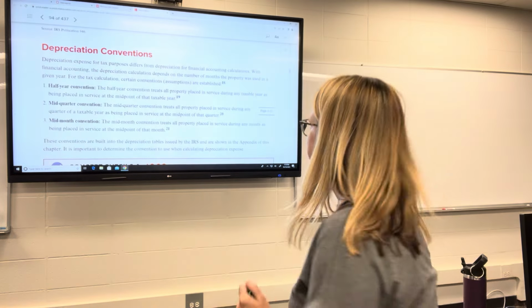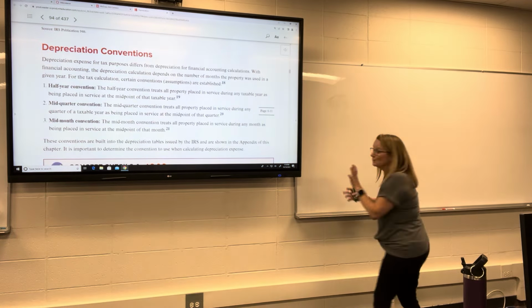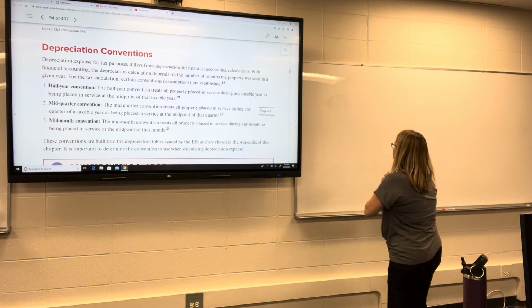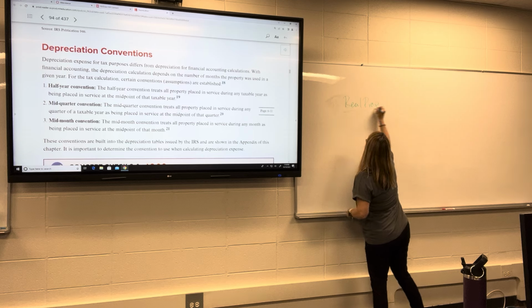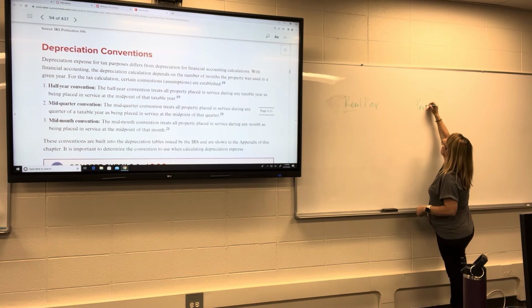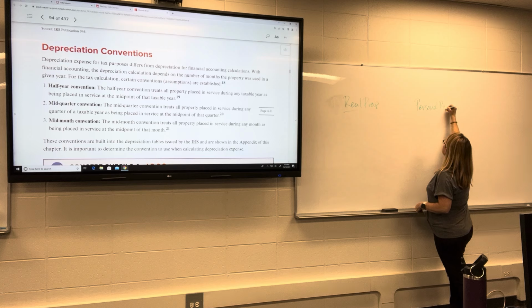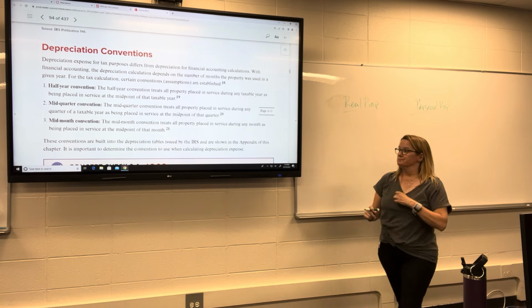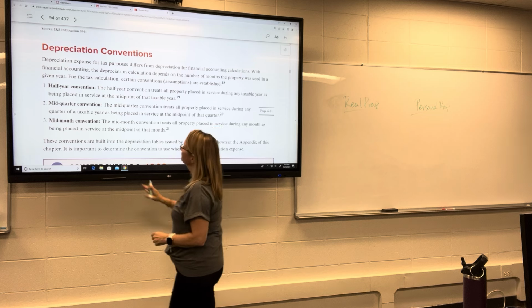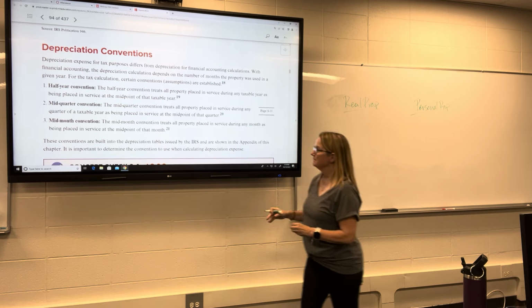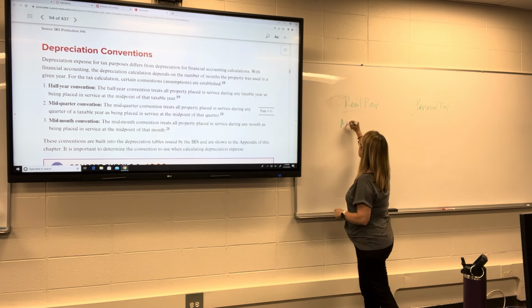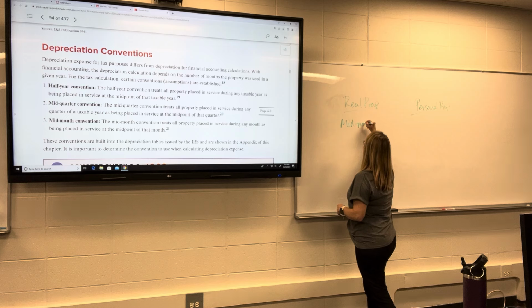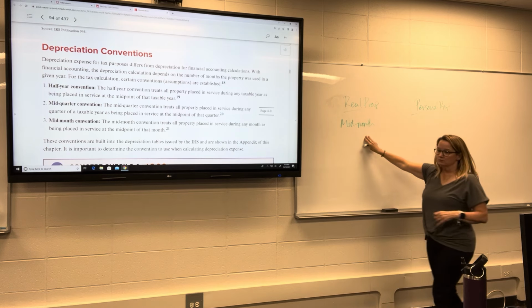Depreciation conventions. Again, we have a division between real property and personal property. Real and personal. Half-year convention, mid-quarter convention, mid-month convention. First off, let me just say, real property is always going to use the mid-month convention. And that's all, mid-month.